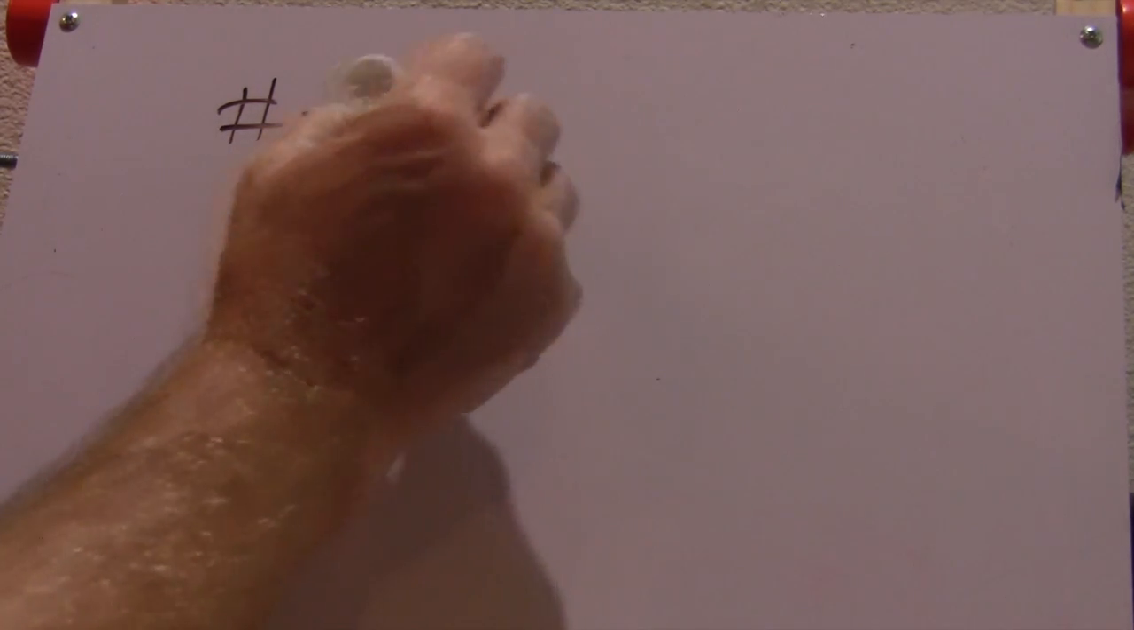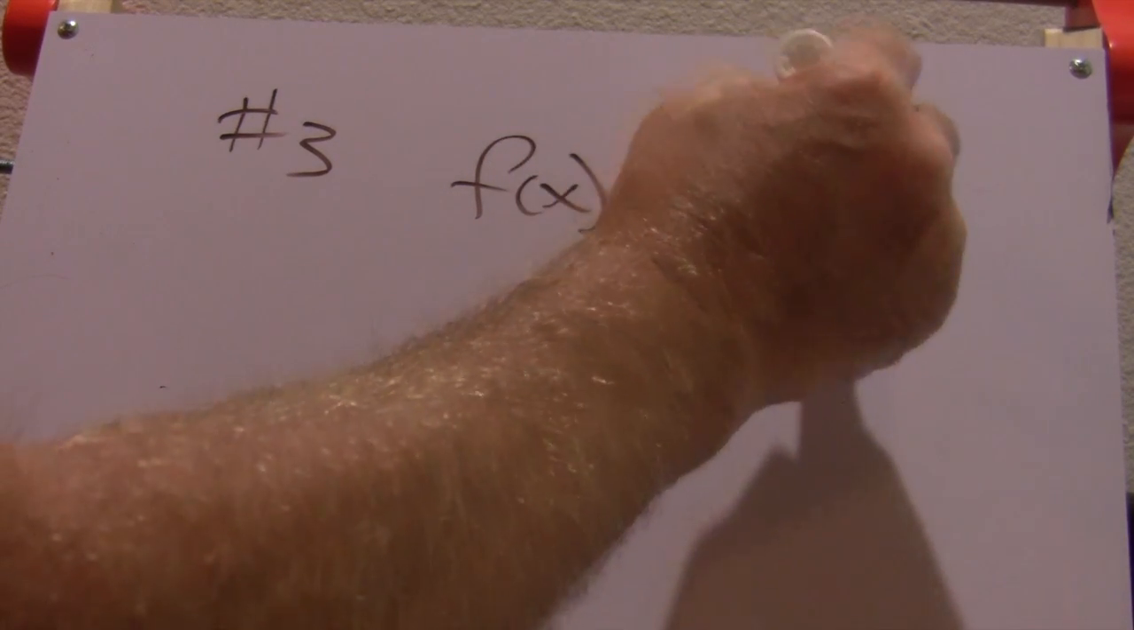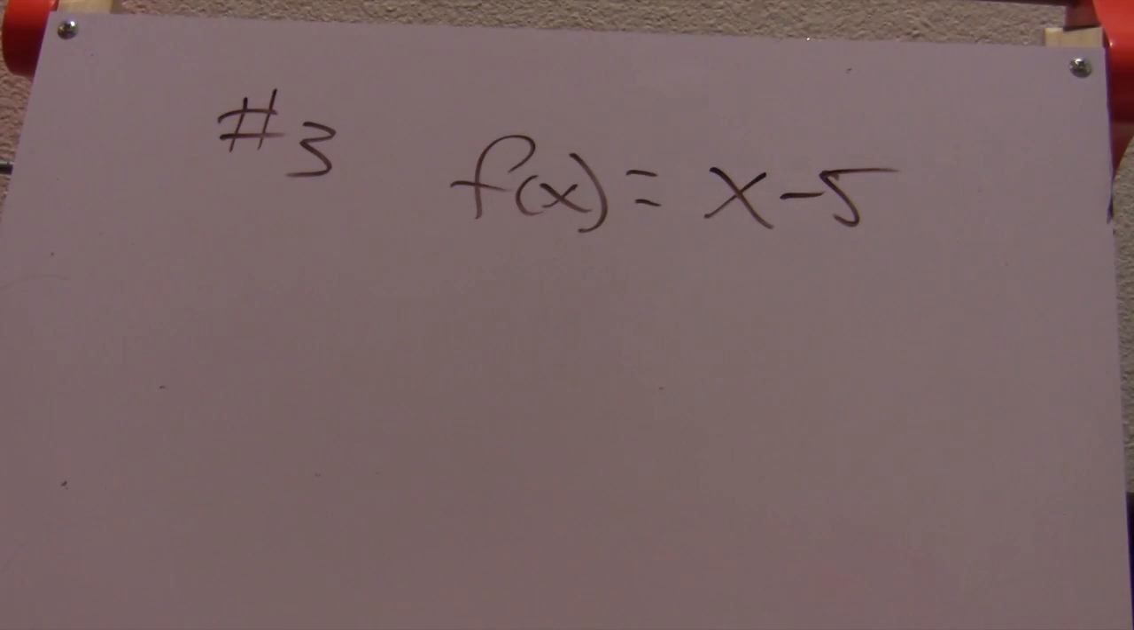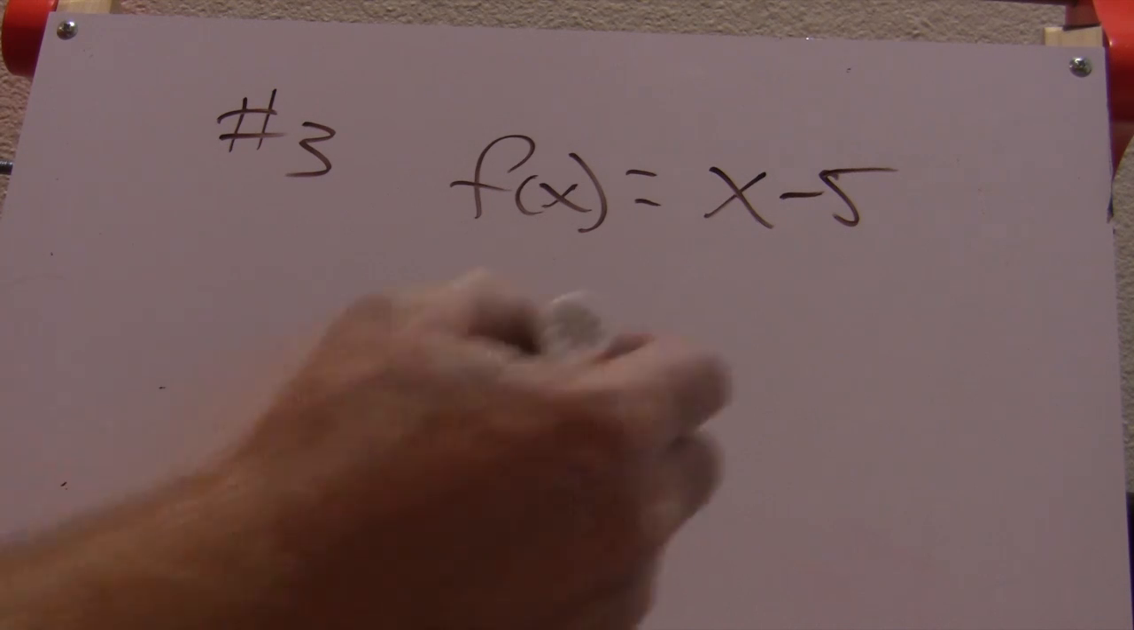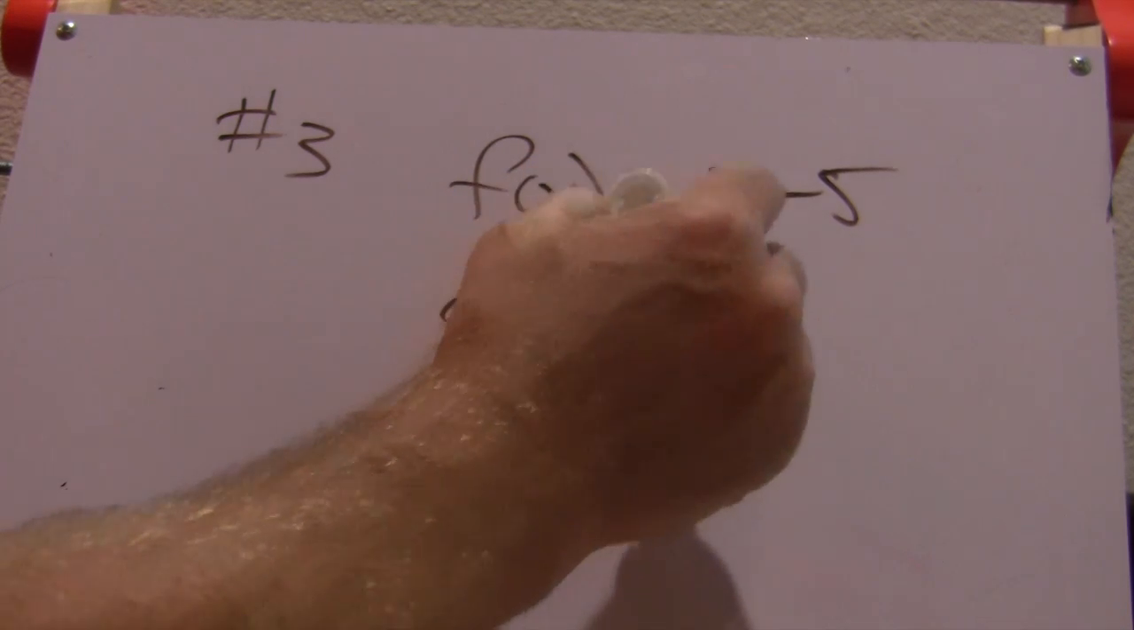Number 3. So number 3 says write a function g whose graph represents the indicated transformation of the graph of f of x. So in this case, we started with f of x equals x minus 5, and we're moving it 4 units to the left. Now remember, the first thing you're always going to ask yourself is, is it horizontal or vertical? And left is horizontal.